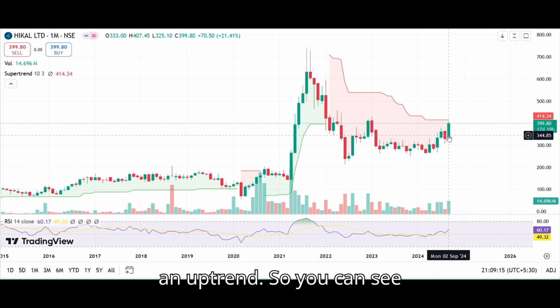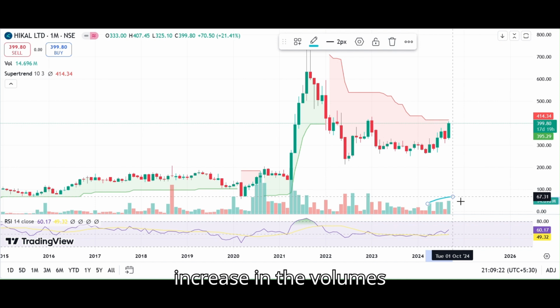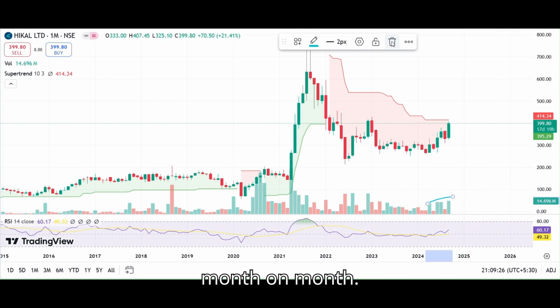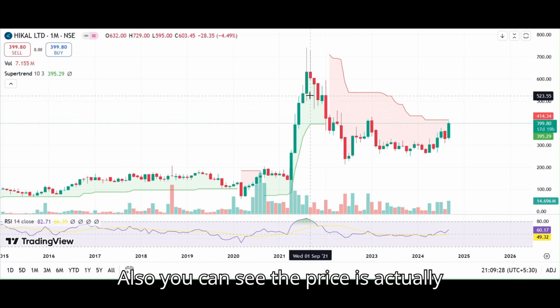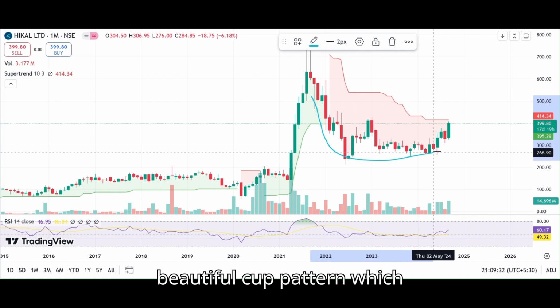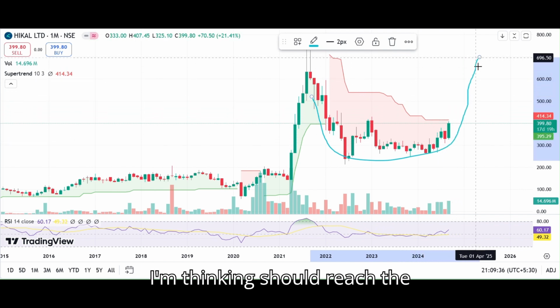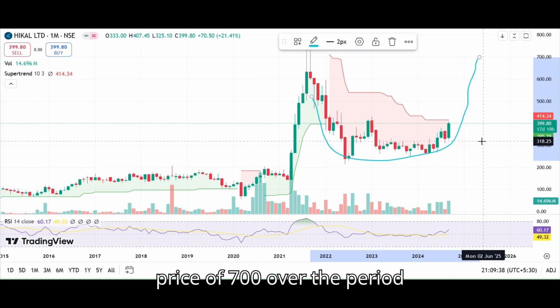So you can see even in the monthly chart, there is an increase in the volumes month on month. Also, you can see the price is actually going to form a beautiful cup pattern, which I'm thinking should reach the price of 700 over the period of several months.